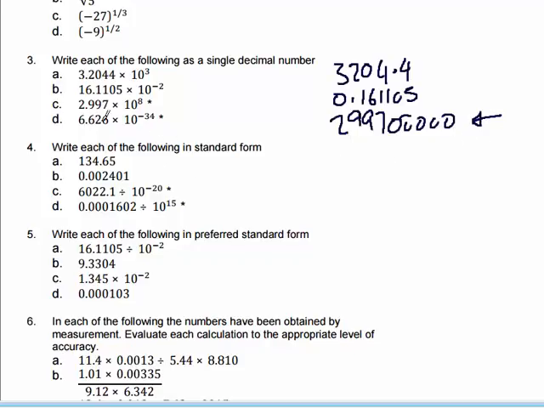Part D. 6.626 times 10 to the minus 34. What we would write is 0.00000, and you'd carry on until you got to 6626. And the distance from here to there is going to be 33 zeros. I'm not going to write them all out because it would take too long.